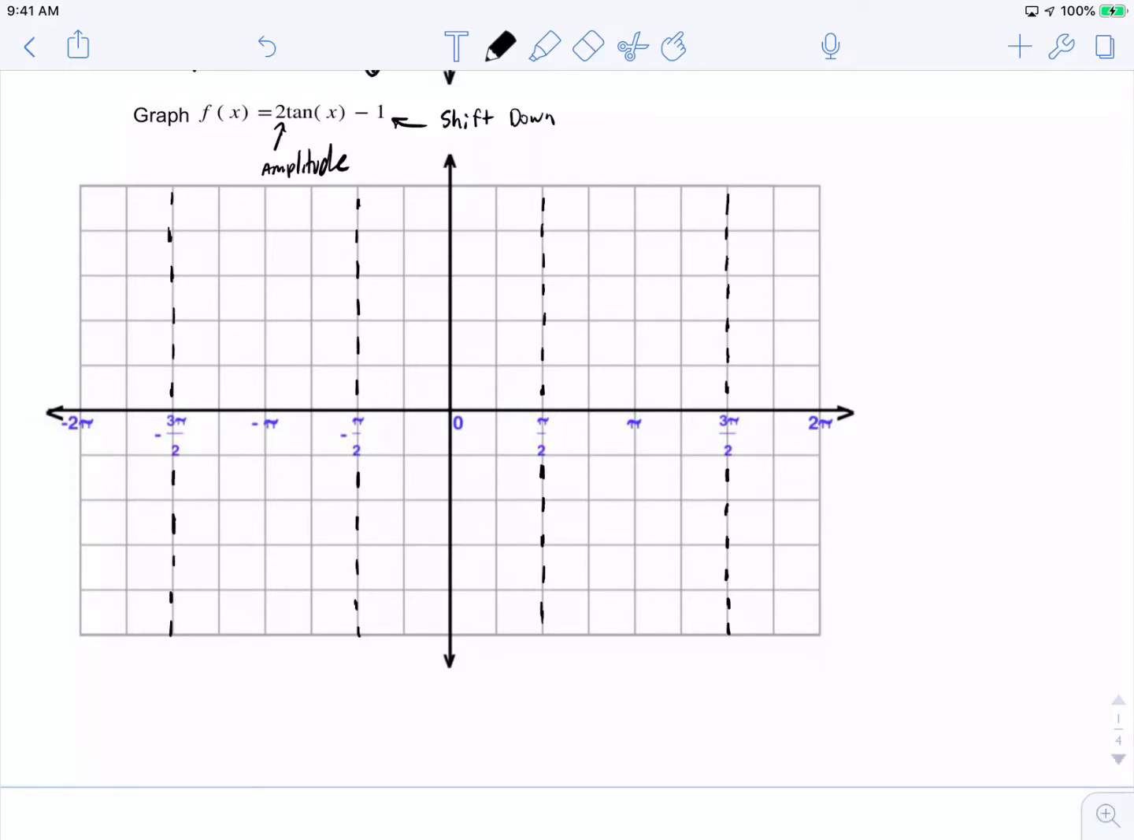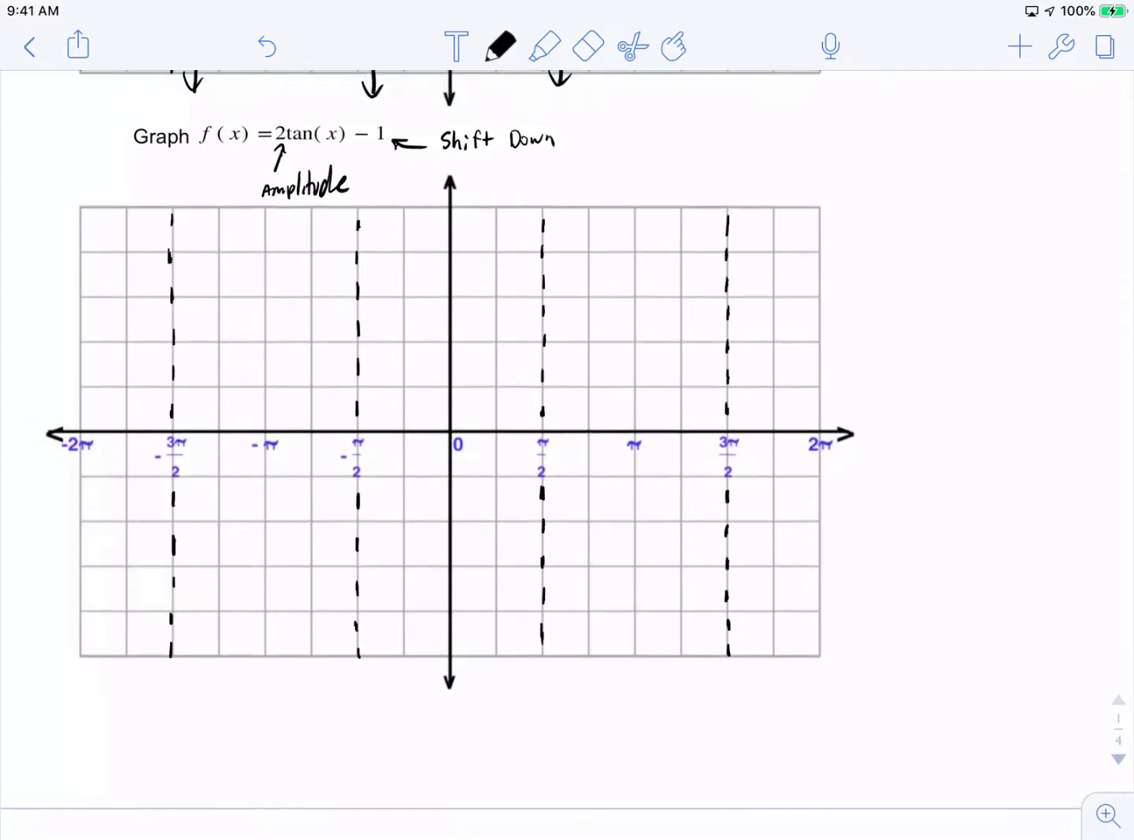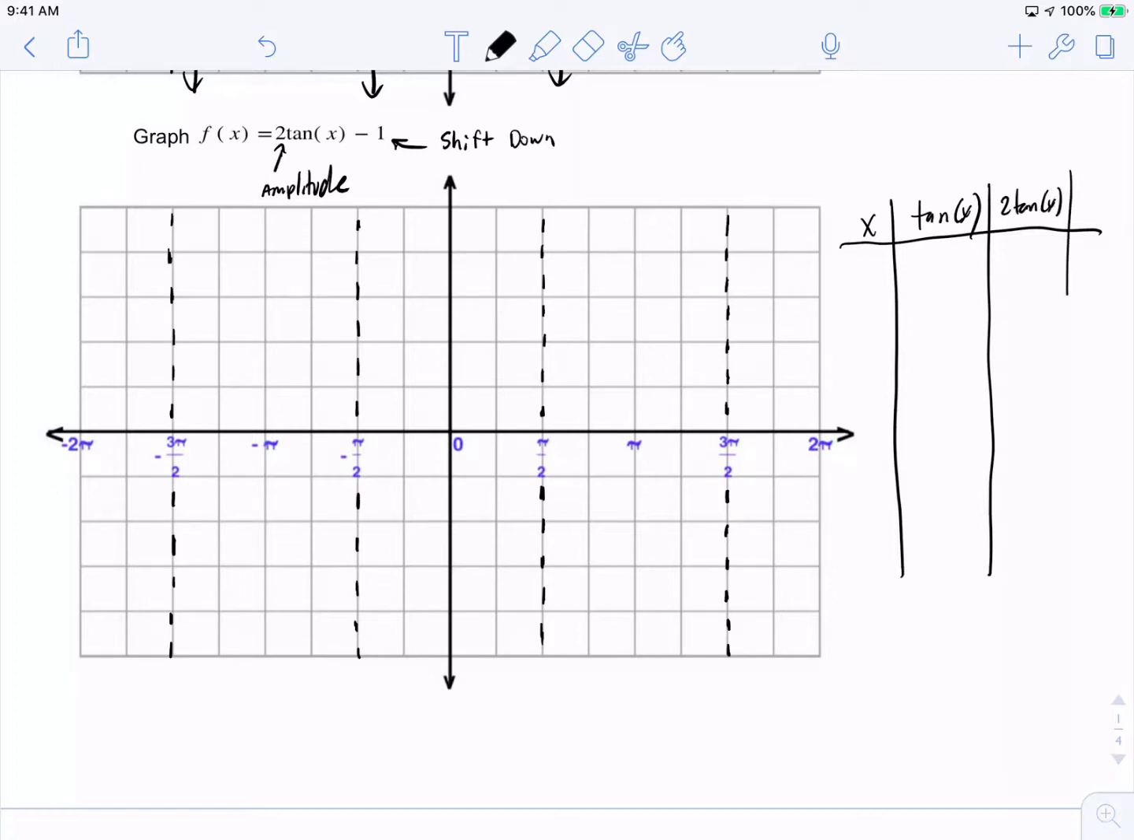So now that we have those values, I'm going to create a table for you to be able to see this. So bear with my table. Here's going to be x. Here will be tan of x. This will be 2 tan of x. And then the last one will be our function f of x with the shift down. So again, being strategic, I'm going to use negative pi over 4, 0, and pi over 4.